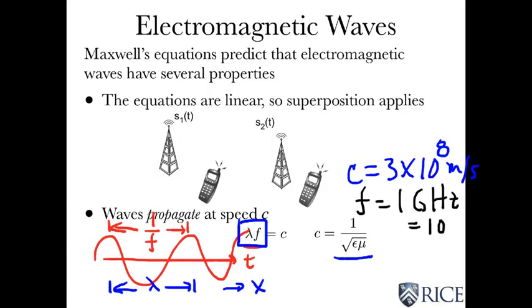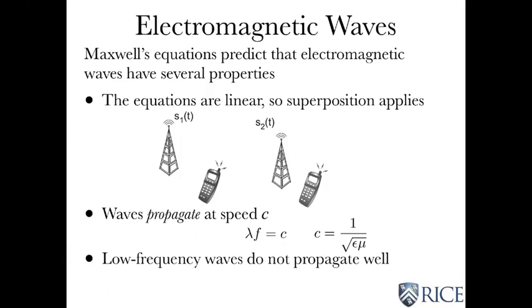And that's 10 to the 9th. So that gives a wavelength of 0.3 meters, which is 30 centimeters. So the wavelength is still pretty significant compared to the size of your cell phone if it's communicating at a frequency of 1 gigahertz, which is pretty close to what is used these days.